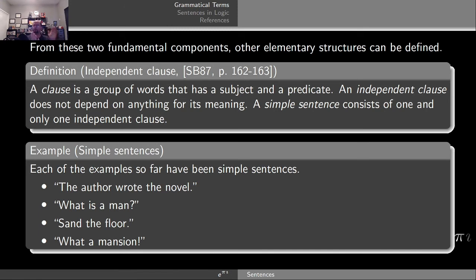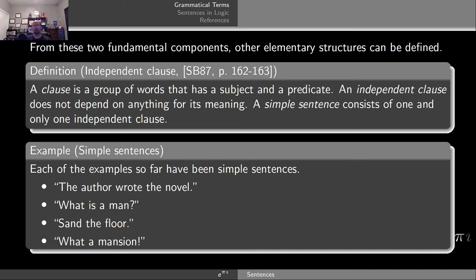Subject, predicate, and it has one independent clause. It needs nothing else for its meaning. That author wrote that novel, and it is thus a simple sentence. What is a man? I'm asking for the criteria of being a man. You have a subject, you have a predicate, and it stands perfectly on its own as a question.